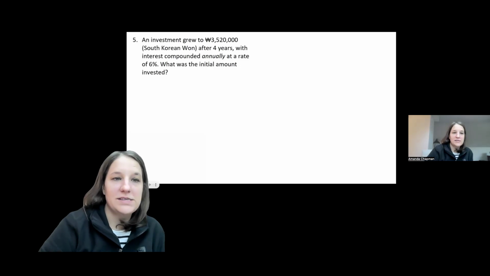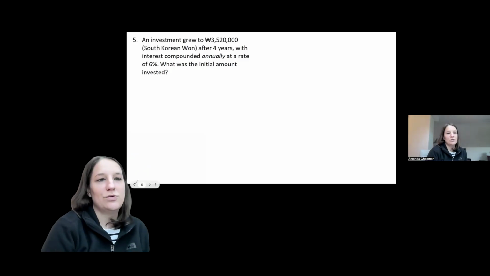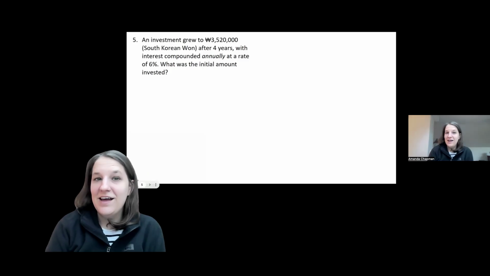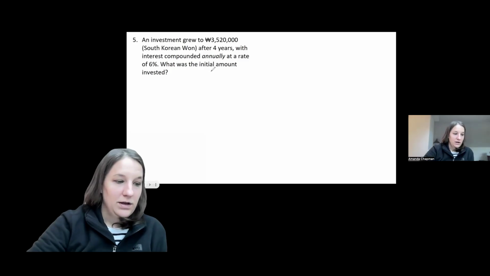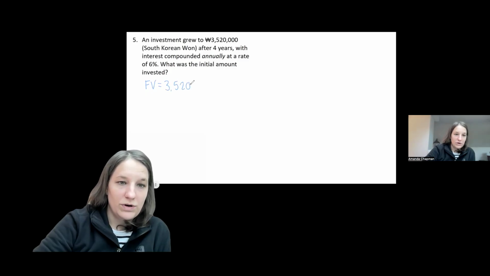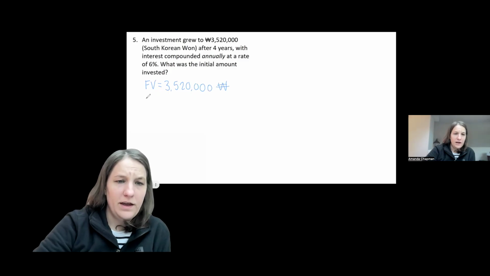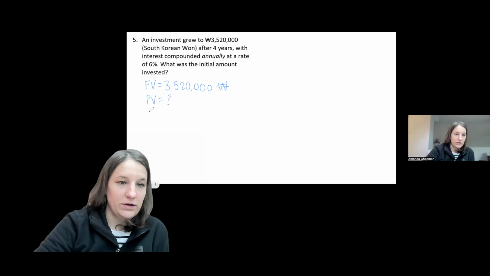And I want to know, an investment grew to 3,520,000 South Korean won after 4 years with interest compounding annually at a rate of 6%. Here we want to know what was the initial amount. So let me kind of write out what we know. So we actually, in this case, know that the future amount is 3,520,000 won. And we want to know what the initial amount was. So in this case, it would be the present value.